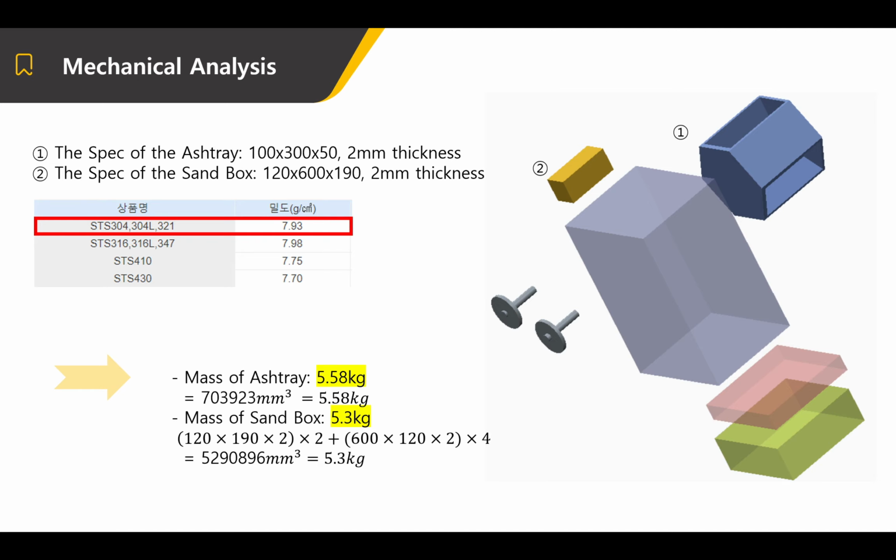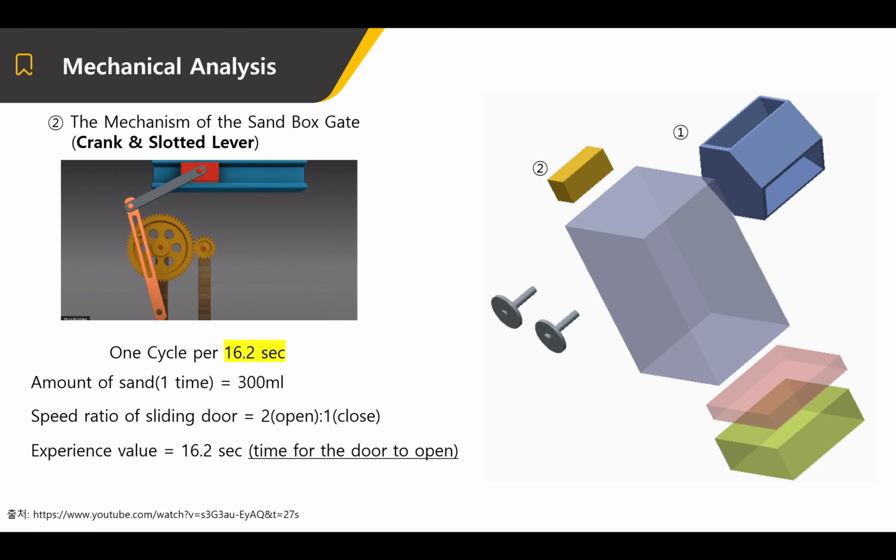The sandbox and ashtray were to be made of STS-304, which is 2 mm thick, and the mass of the two parts was 5.58 kg and 5.3 kg respectively. The most important mechanism was to obtain the time per cycle of sliding doors in the sandbox.